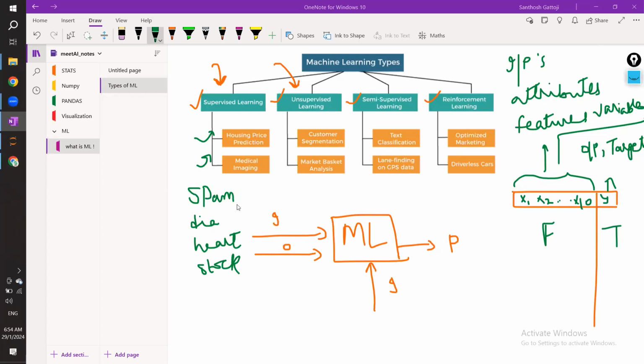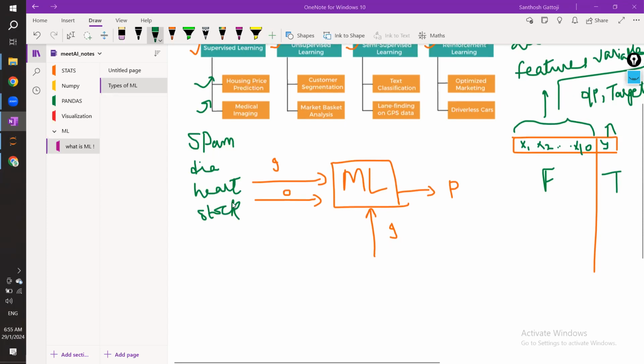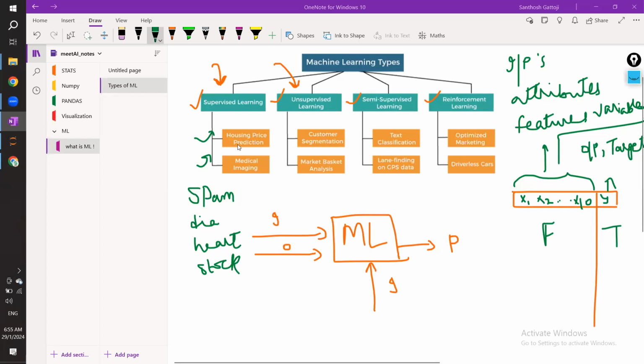In the medical domain, you see diabetes prediction or heart disease prediction. Or other simple examples like house price prediction or spam detection. So all these are examples of supervised machine learning. Is it clear, guys? Yes. Okay. Now that is regarding supervised.